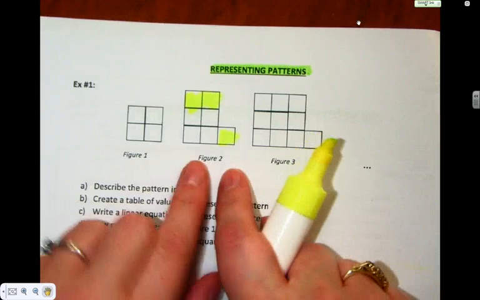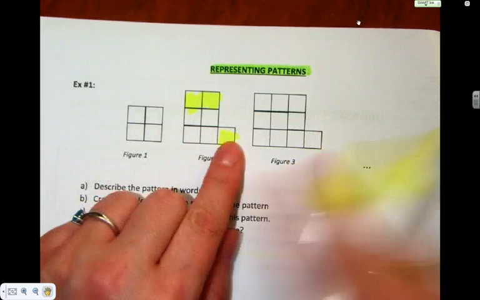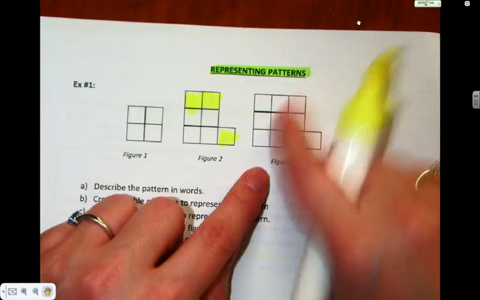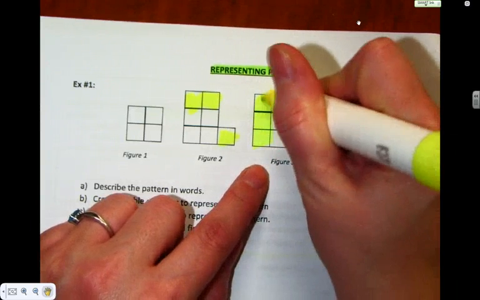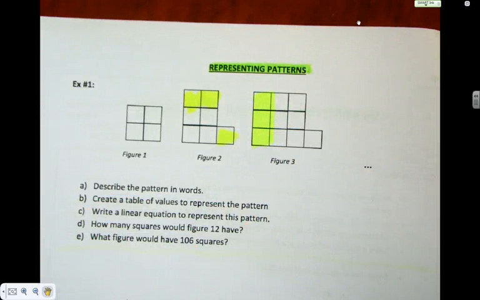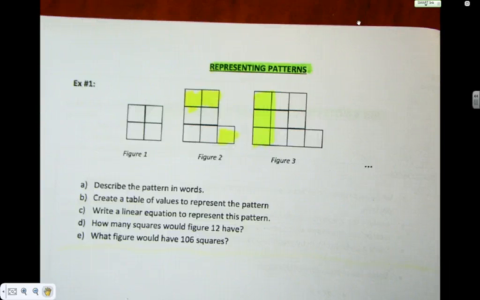If we think of figure 2 in terms of these 2 columns of 3 and this column of 1, well, that's on the right-hand side here in figure 3. What did we add? We added these guys here. So that's really what's different, is that first column. It doesn't matter where we add the extra blocks. The point is, how many extra blocks are we adding each time?